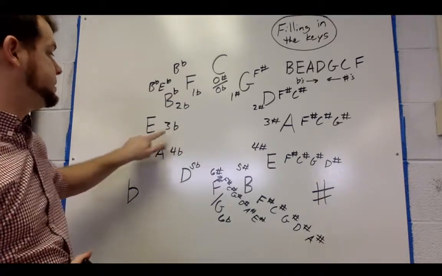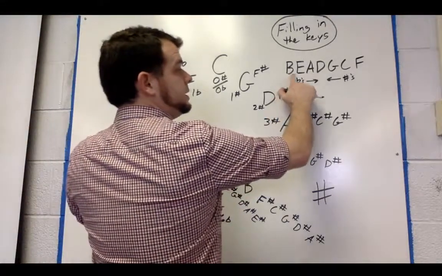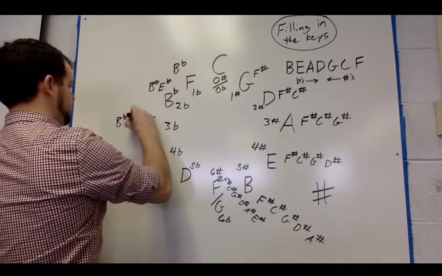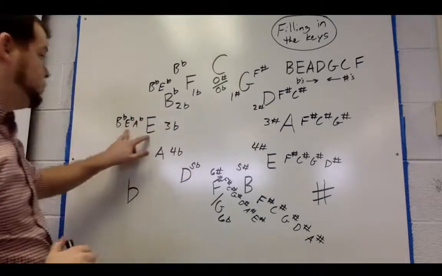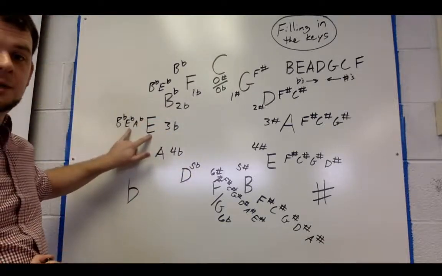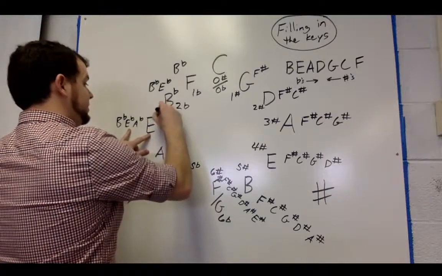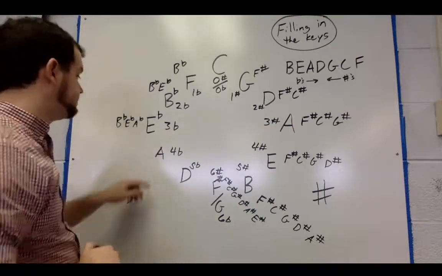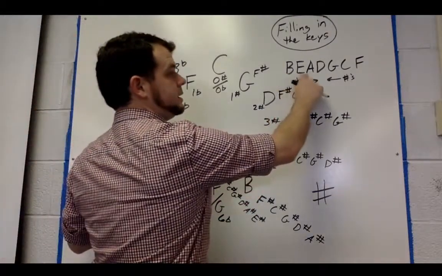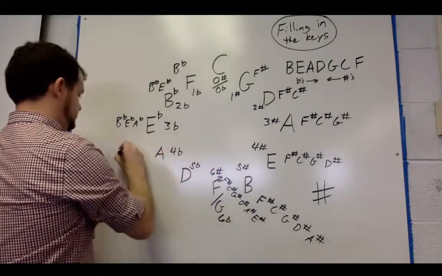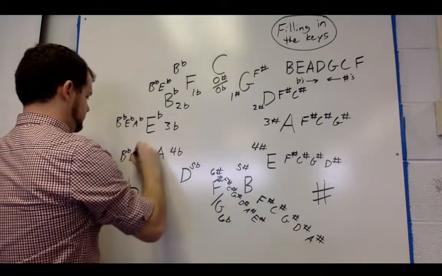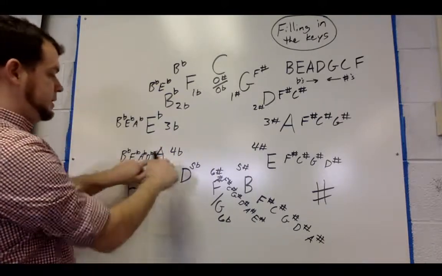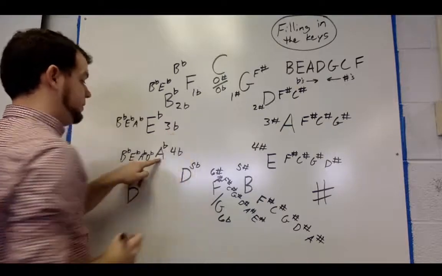The third one down, this E, has 3 flats. That'd be B, E, and A. And again, we see that there's already an E flat in the key, so we're going to call it E flat. We have E on the sharp side, we have E flat on the flat side. A has 4 flats, B, E, A, and D. As you can see, we have an A flat in the key, so A has to be called A flat.